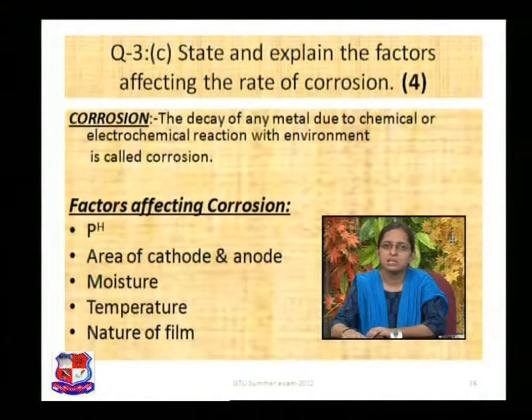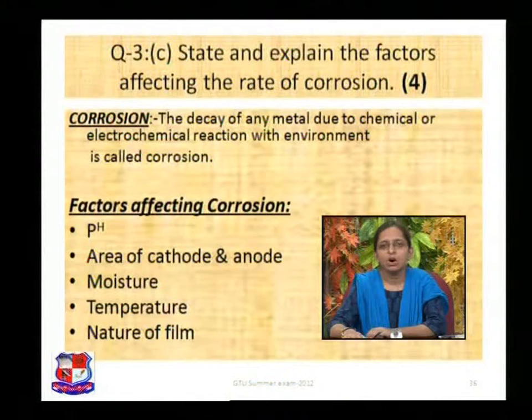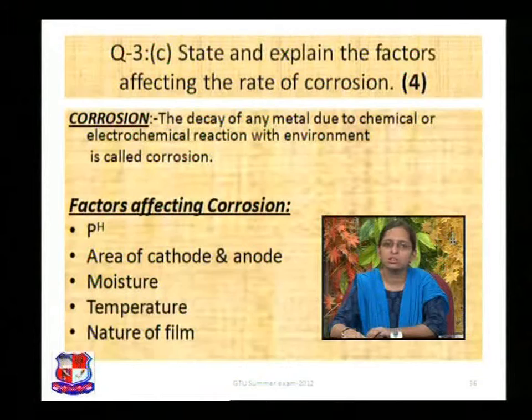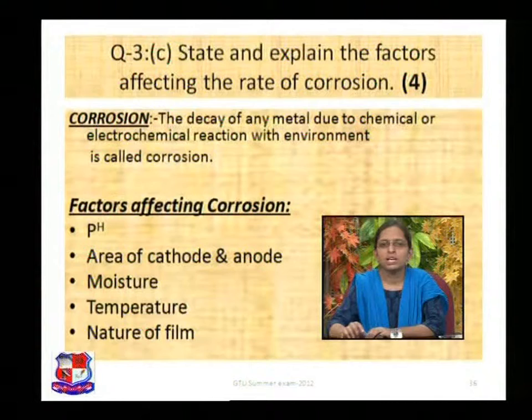First, describing the corrosion definition. Okay, so the decay of any metal due to chemical or electrochemical reaction with the environment is called corrosion. At the same time, if you see the factors that are affecting corrosion, the first factor is pH, area of cathode and anode, moisture, temperature and nature of the film. So these are actually your factors.